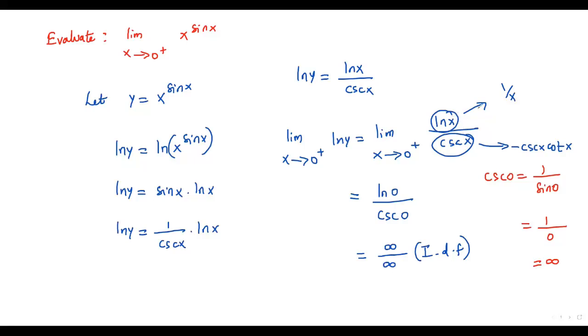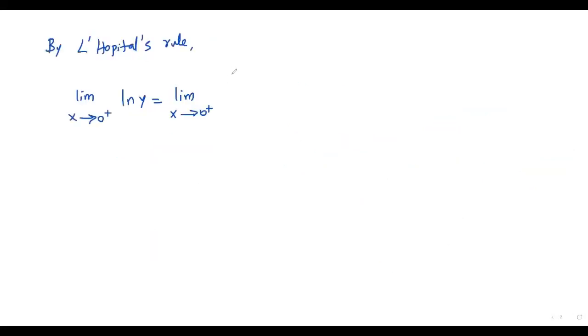Already we know that the derivative of ln x is just 1 over x and the derivative of cosecant x is negative cosecant x times cotangent x. So we have to find the derivative of this one and this one. So that's called applying L'Hopital's rule. So the derivative of ln x is 1 over x and the derivative of cosecant x is negative cosecant x times cotangent x. Okay, here in this step, we can do possible simplifications, if any.